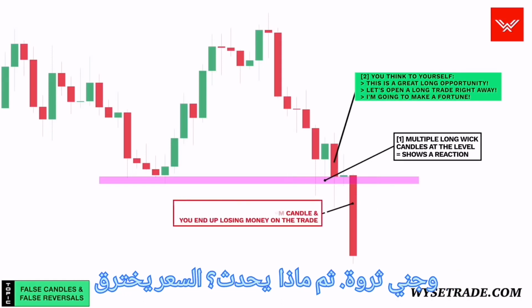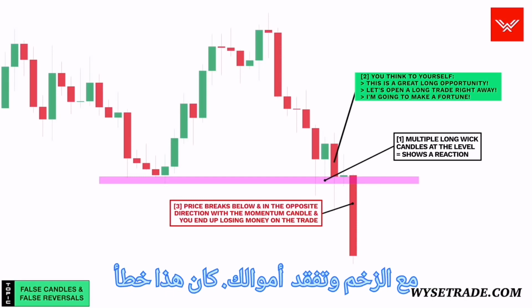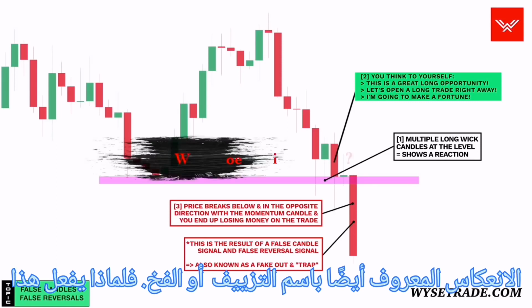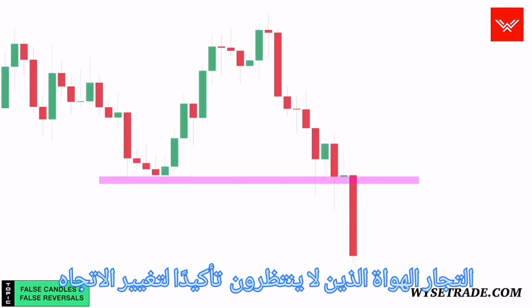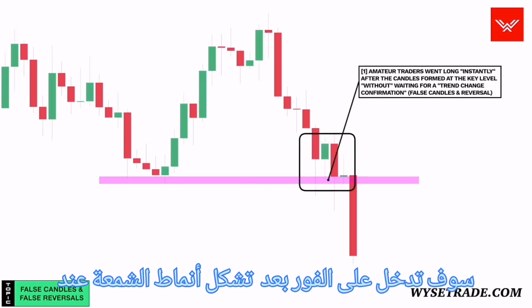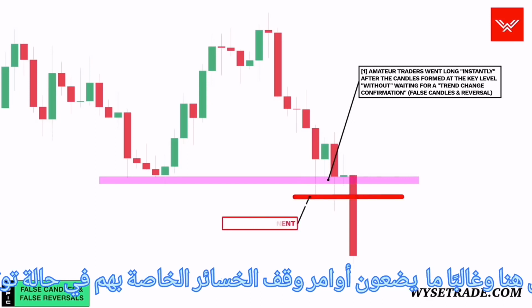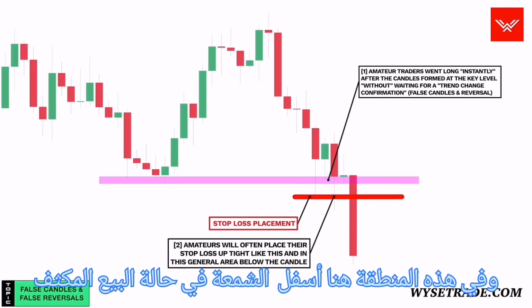Then what happens? Price breaks through with momentum and you lose your money. This was a false reversal, also known as a fake out or a trap. So why does this happen? Amateur traders who don't wait for a trend change confirmation will enter right away after the candle patterns form at the level here. And they will often place their stop losses up tight and in this area here below the candle.